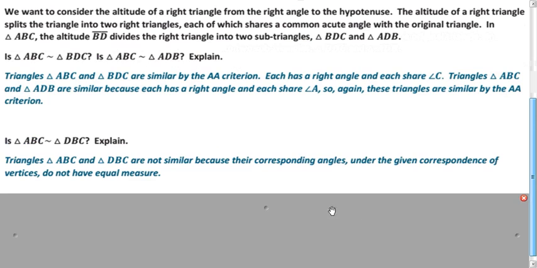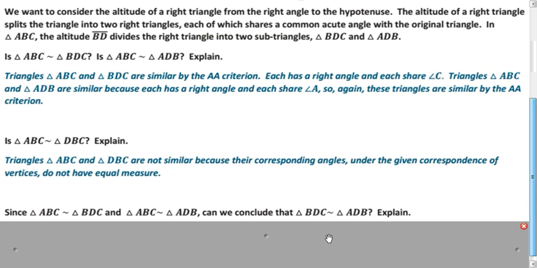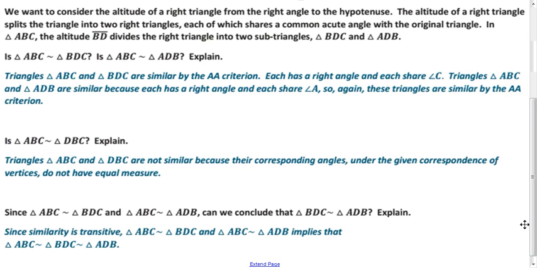So be careful there. And finally, can we say that the medium triangle is similar to the small triangle if you write it in the correct order? And yes, we know that similarity is transitive. So that is true.